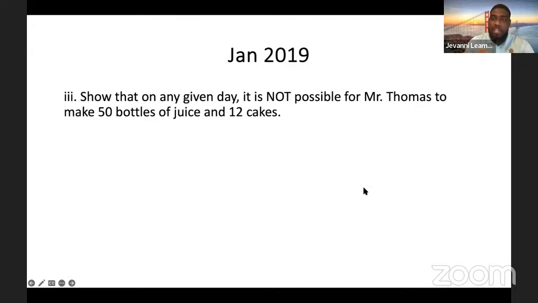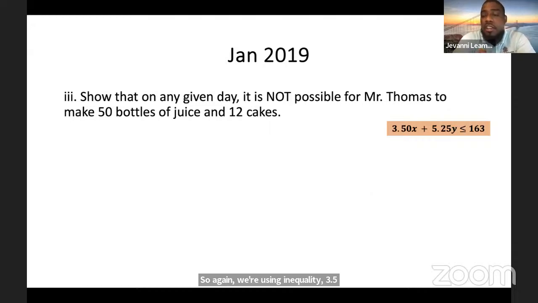All right. So again, we're using the inequality 3.50x plus 5.25y. Two persons so far are on the right page. So is 238 less than or equal to 163? 238, is it less than or equal to 163? All right, it's more than. So is it possible for him to make 50 bottles of juice and 12 cakes?